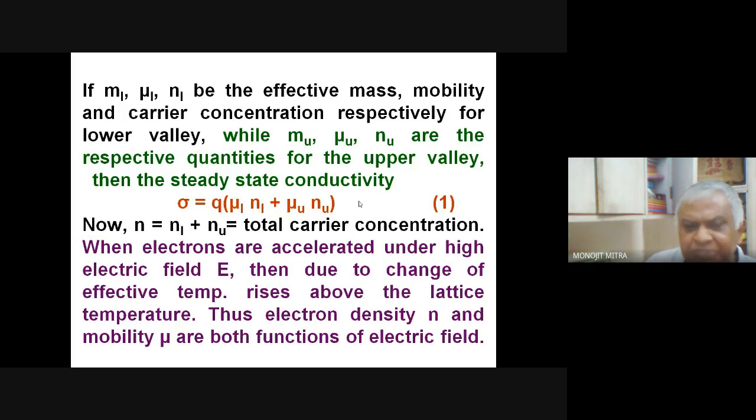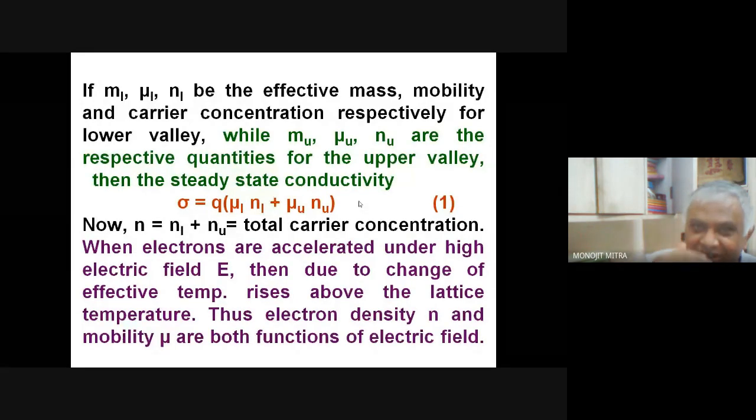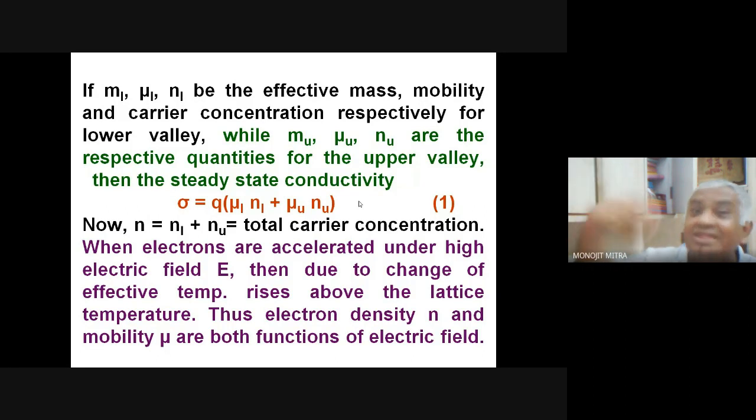So now let's see how mobility varies with electric field and how the total number of carriers, their distribution, depends on electric field. Distribution means from the lower valley, they will transfer to the upper valley. So as a result, the lower valley electron number will decrease and the upper valley electron number will increase. It's a very easy thing to understand.